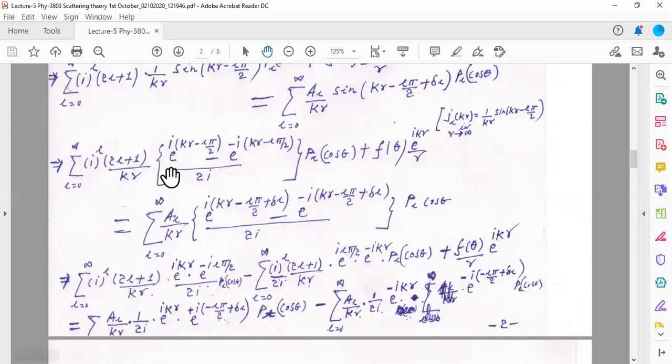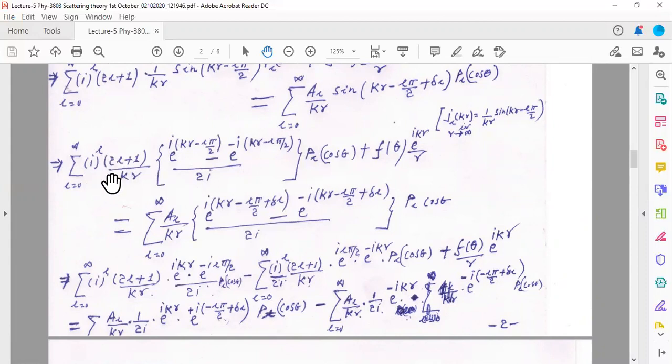Okay. And you see this term I can split into two parts: e to the power of i kr, and e to the power of minus i l pi by 2, and this 1 upon 2i, multiplied by P_l cos theta. So the first term of the curly bracket is multiplied here.